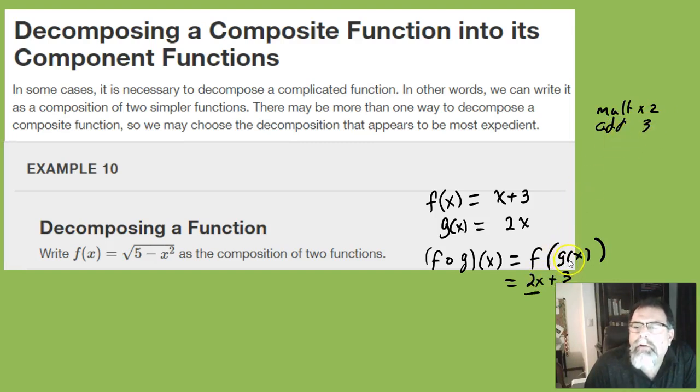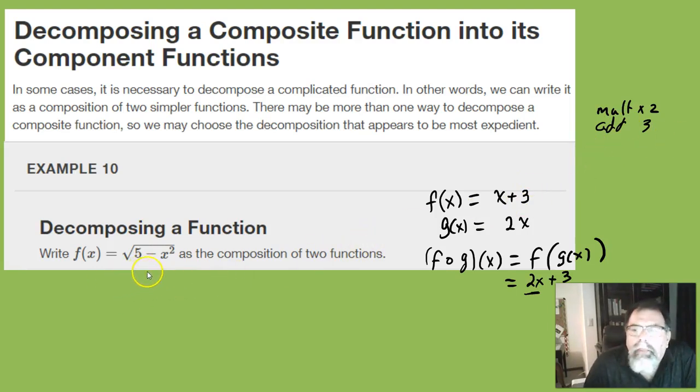And we remember, we go inside out, so order of operations, we're going to multiply first by 2, so that'll be my g of x, and then we add 3, that'll be my f of x, right? So that's one way to do it. There's a few different ways that we could do this.